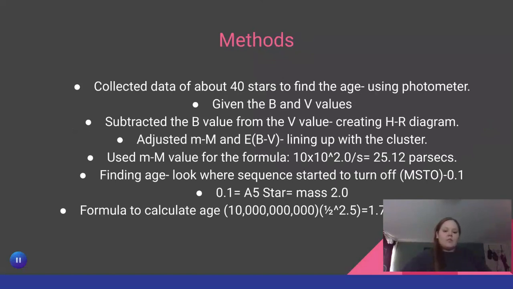We look where the sequence started to turn off. So the MSTO, which was about 0.1. So 0.1 equals an H5 star that has a mass of about 2.0. So the formula we use to calculate that is shown on the board.